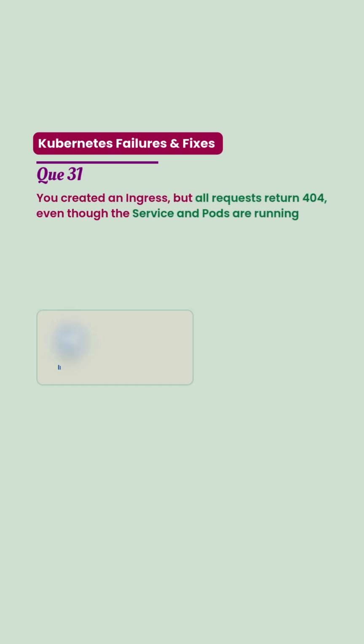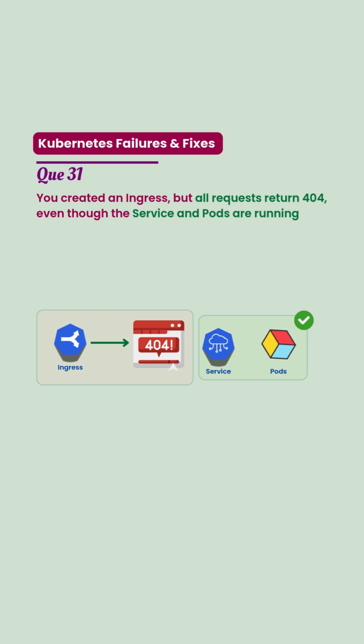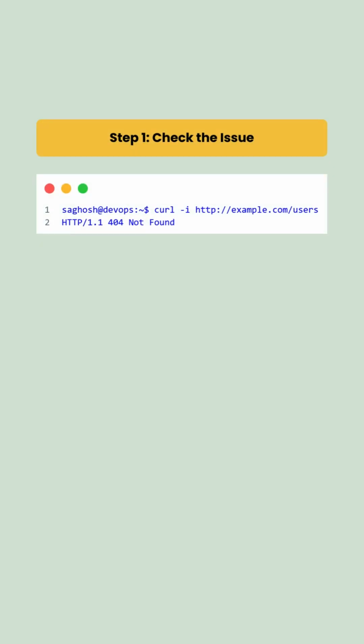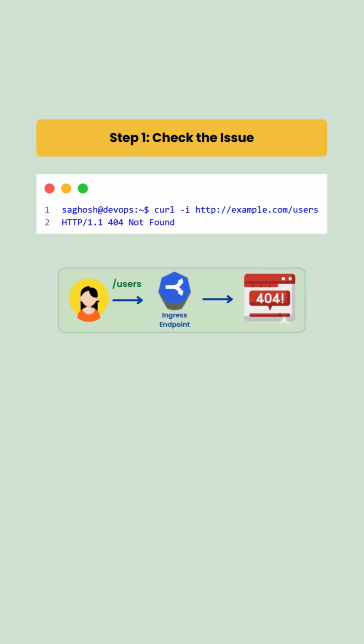You created an Ingress, but all requests return 404 even though the service and pods are running. What could be wrong in the Ingress configuration? First, with the curl command, we confirm that the request is reaching the Ingress endpoint, but Ingress is responding with a 404 error. This confirms that the failure is happening at the Ingress layer and not inside the application.